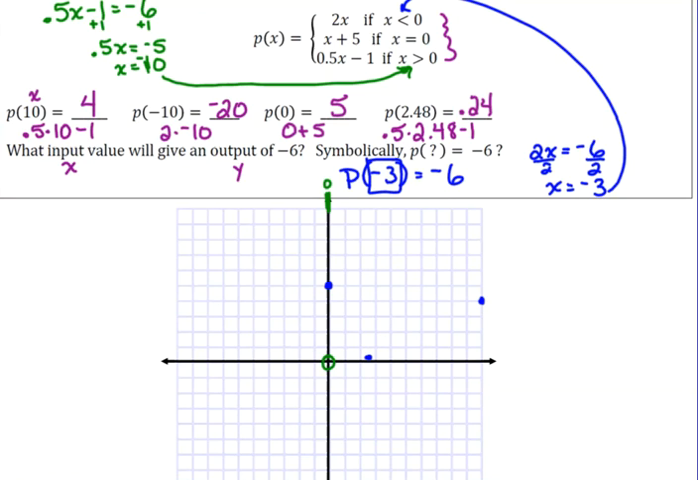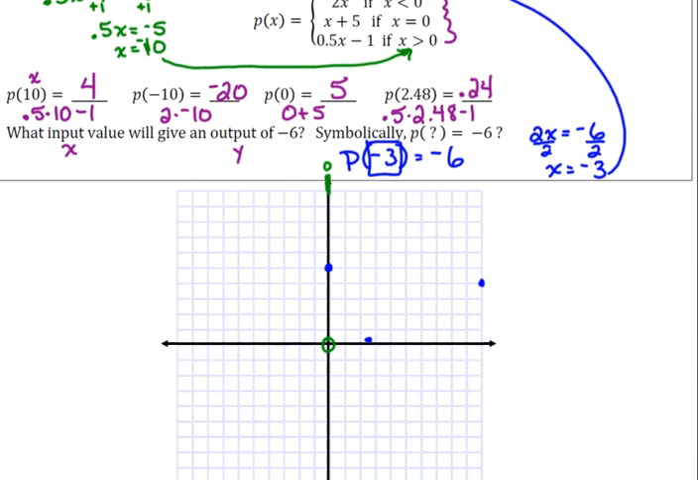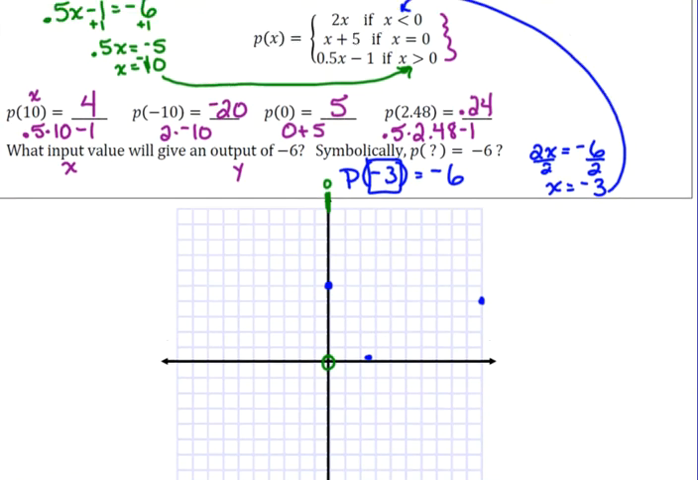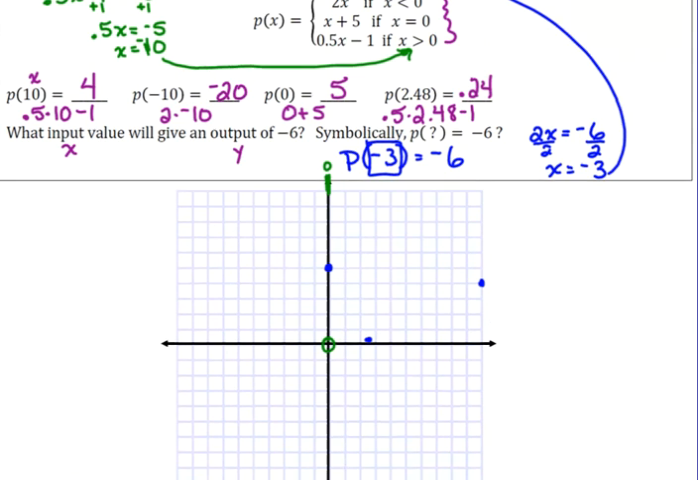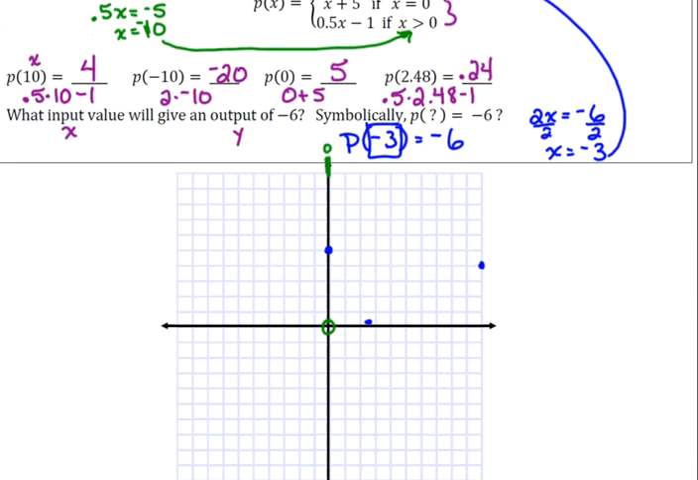Now, some people at this point like to use the slope to graph the rest of the line. Once you have one point, then you can start counting your slope. Or you can plug in another point to the left of 0. Give me a number to the left of 0. What's a number to the left of 0? Negative 2. All right, plug in negative 2. 2 times negative 2 is negative 4. So negative 2, negative 4 gives me another point.